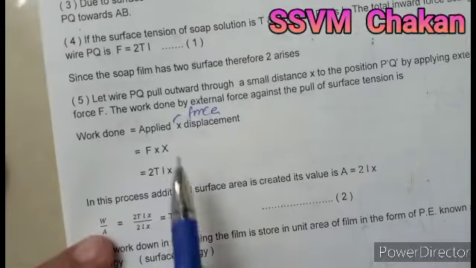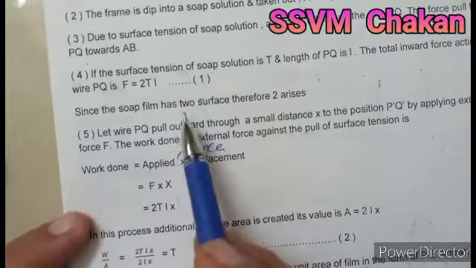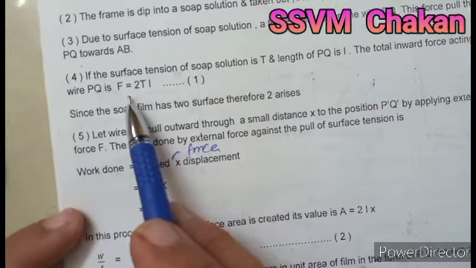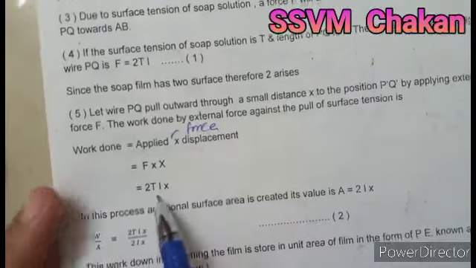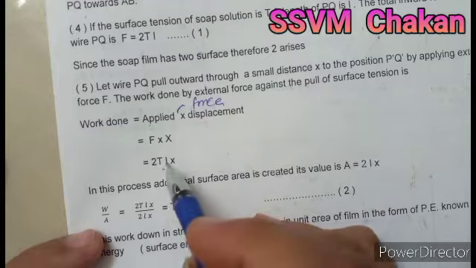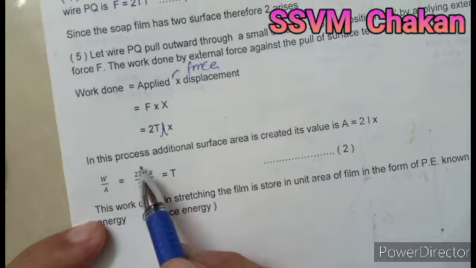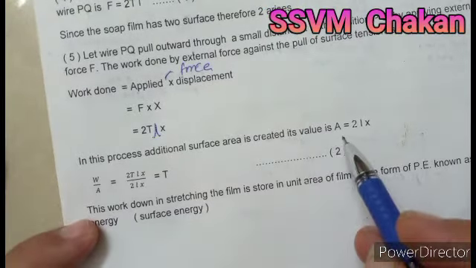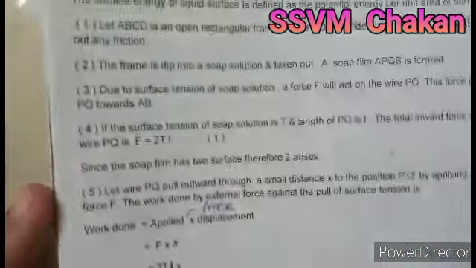So work done is equal to F into x, and the value of F, whatever the external force you have applied, is equivalent to the force applied by the soap film over the wire PQ. So substituting that value 2TL into x, it is 2TLx. In this process additional surface area is created, which is equal to A equal to 2L into x.